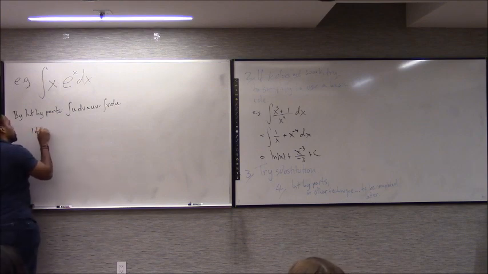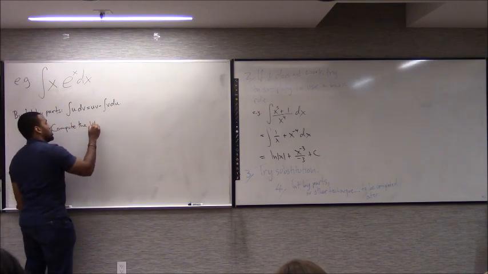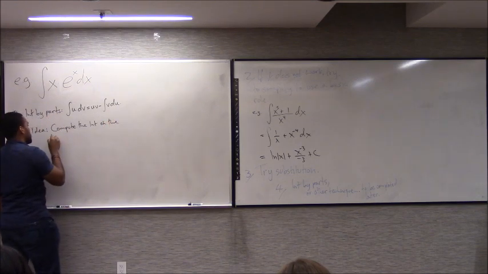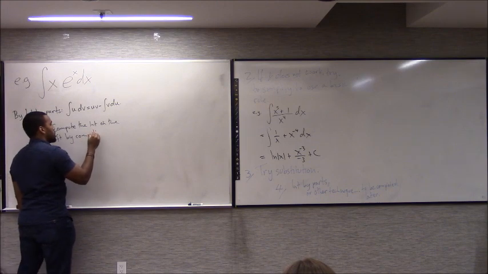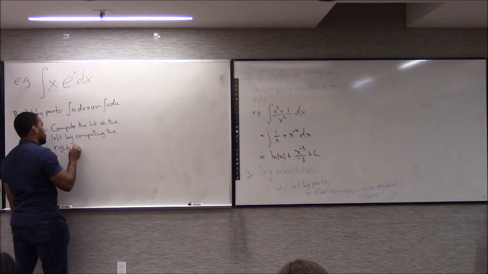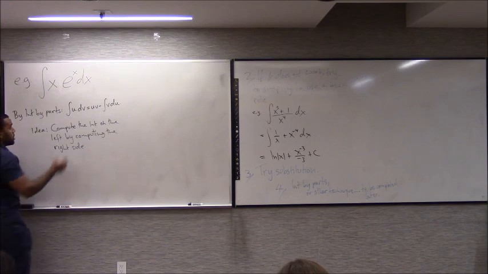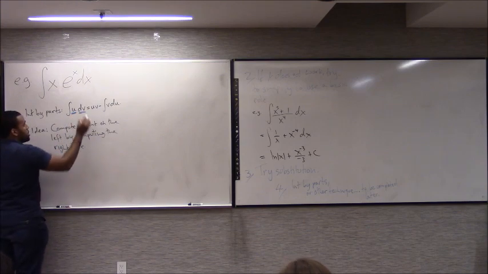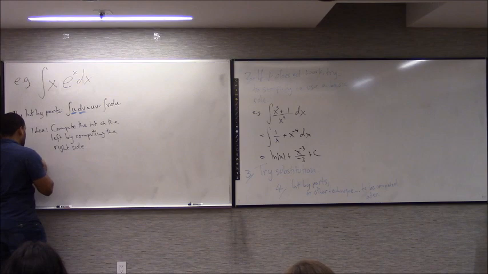The idea here is we want to compute the integral on the left by computing the right side. Now you'll notice that the integral on the left has two pieces to it. There's a u part and there's a dv part, which is the derivative of some function v. So here's the process: you have to actually make the choice in the beginning.